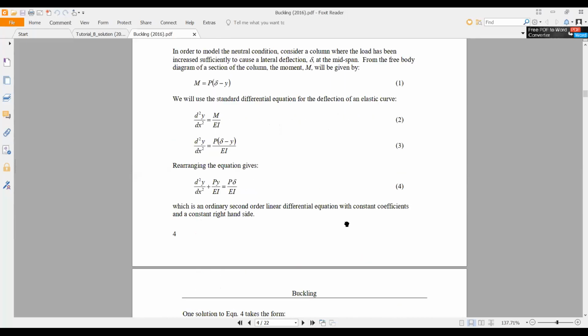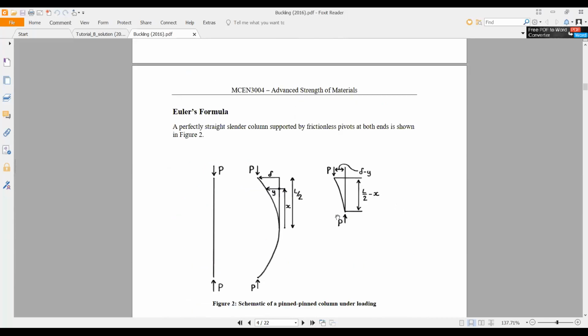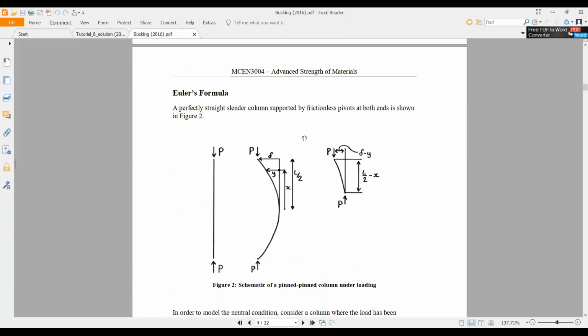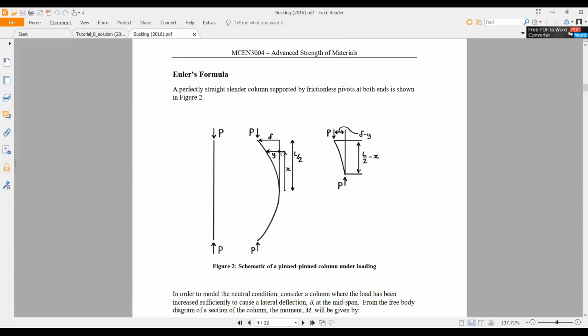So you can see here, on page number 4 of the lecture notes, you can check yourself as well if you have a hard copy. With this axial compressive load, this column will buckle, and we will consider half of this column from here. This is the maximum bending point, the buckling point.